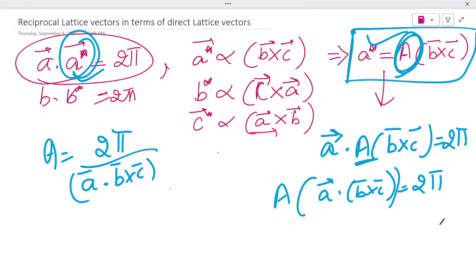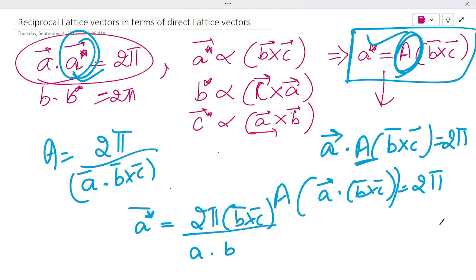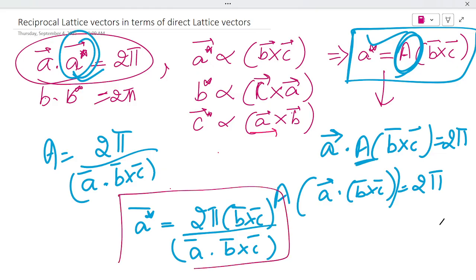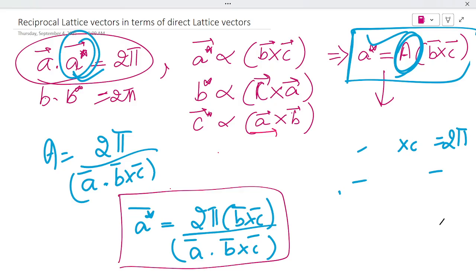Putting again in the expression of A star the value of A, we got that A star is equal to 2 pi B cross C divided by A dot B cross C. So this is my expression for A star. Similarly, we will get the expression for B star and C star, and that we can easily write from here. No need to derive it again.